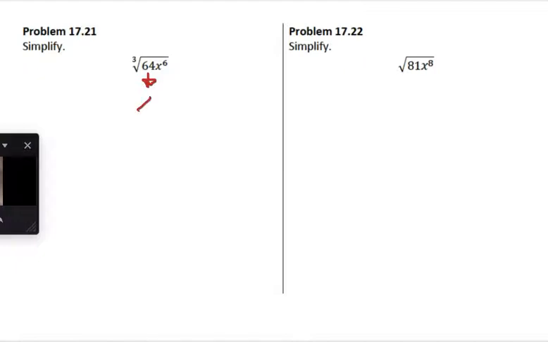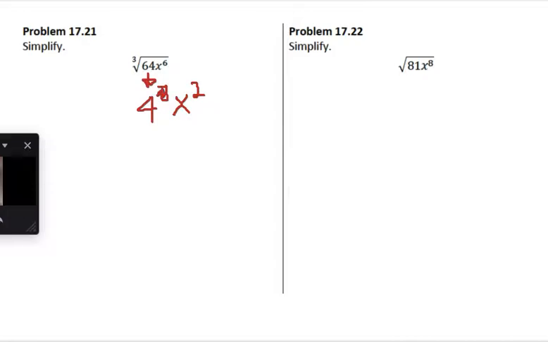We talked about this in class already. So the cube of 4 will be equal to 64. So the cube root of 64 will be 4. And for x to the 6th, to be able to find the cube root, we will need to reverse the process. When we cube it, we multiply the exponent by 3. So if we divide the exponent by 3, we can get the cube root of x to the 6th, which is x squared.